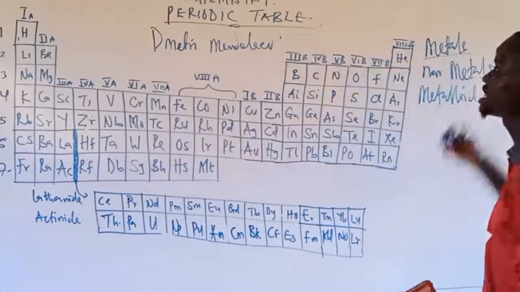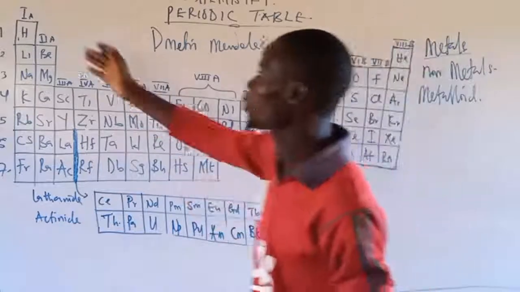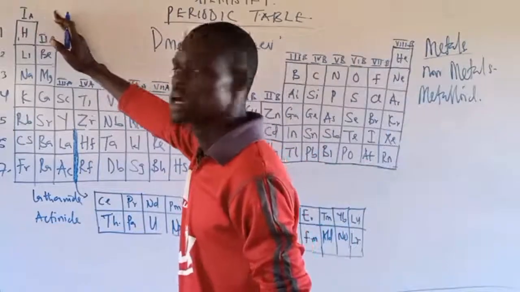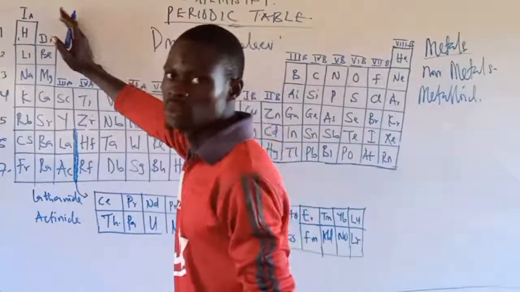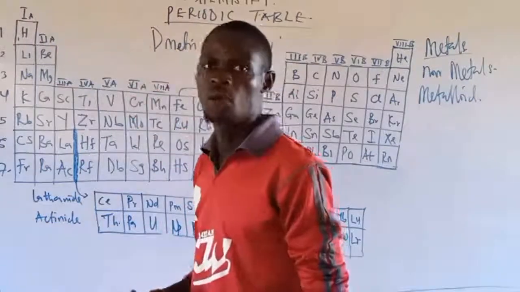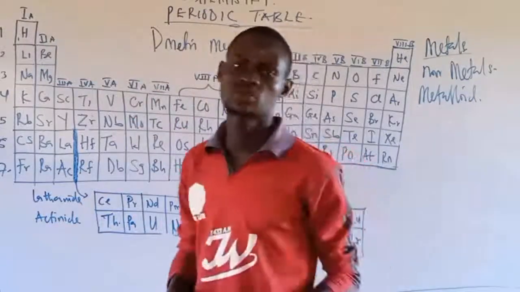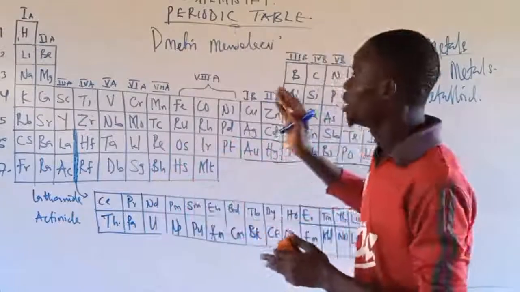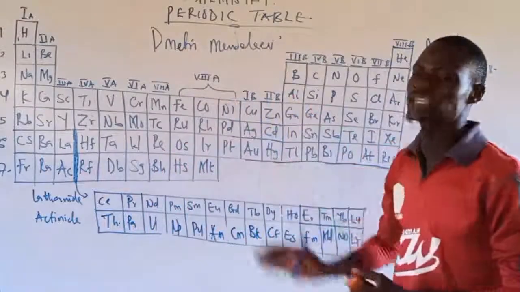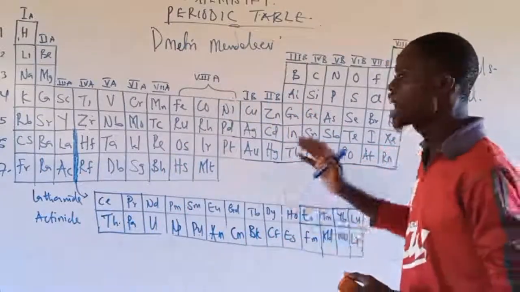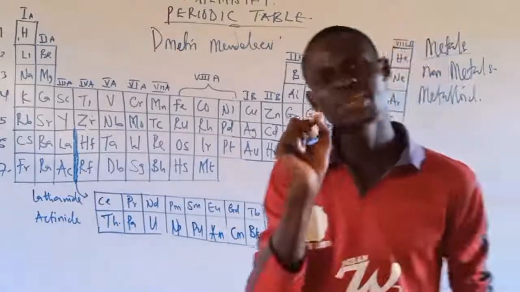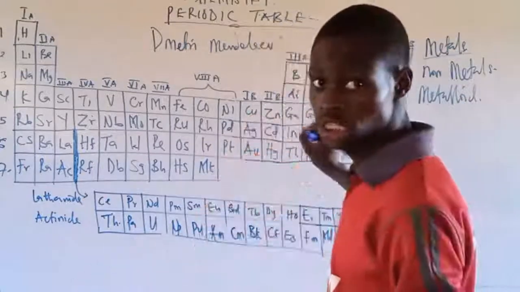Now, you know that metals are always found within group 1, group 1A. They are what? Metals. Group 2A is also metal. But majorly, I always advise students that 80% of elements in the periodic table are grouped into what? Metal. While 20% are grouped into non-metals.